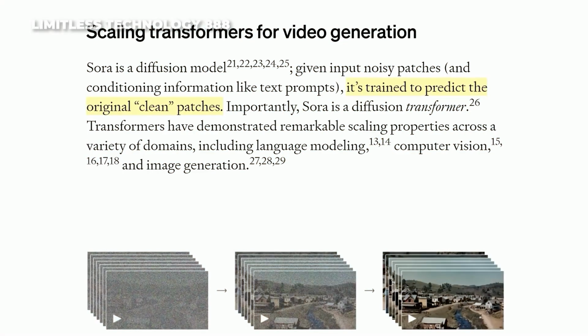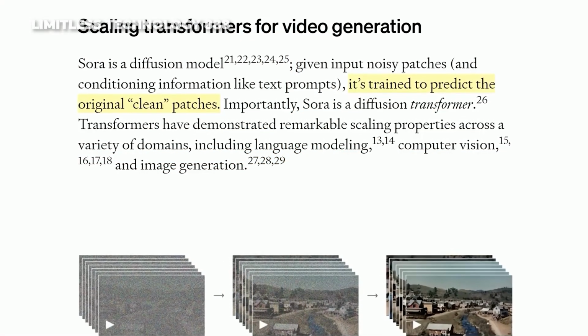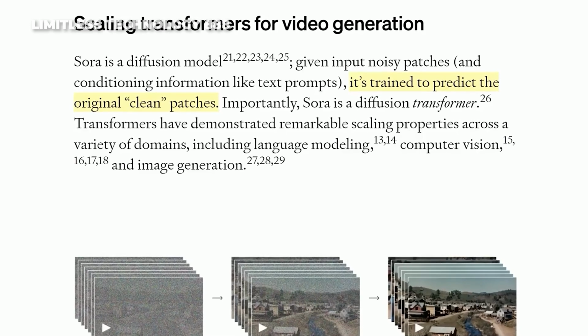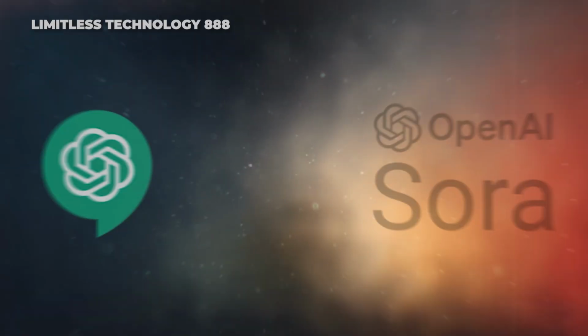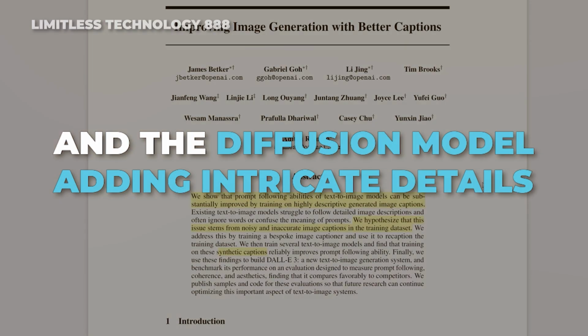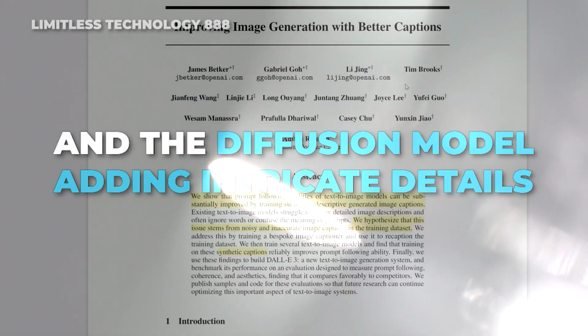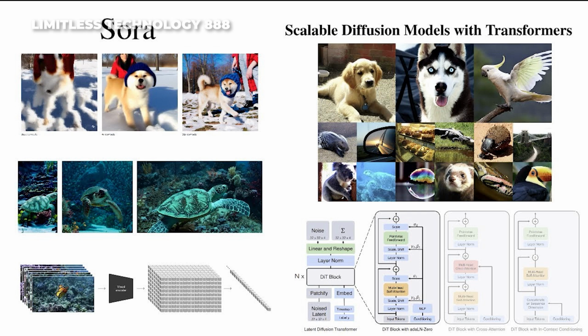The reason Sora is one of its kind is because it marries the strengths of a diffusion model with a transformer architecture, drawing inspiration from the renowned GPT. This duo combines the best of both worlds, with the transformer model dictating the video's overarching layout and the diffusion model adding intricate details. See it like this. The transformer calls the shots, while the diffusion model fills in the blanks, resulting in a harmonious symphony of creativity.